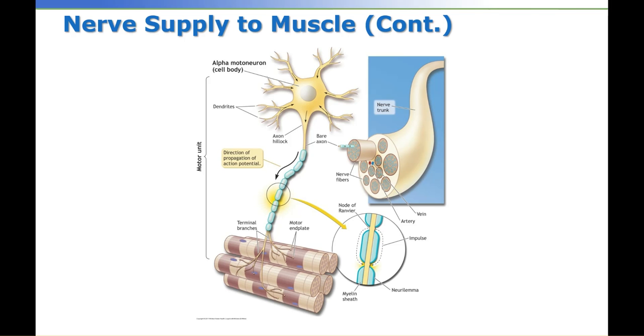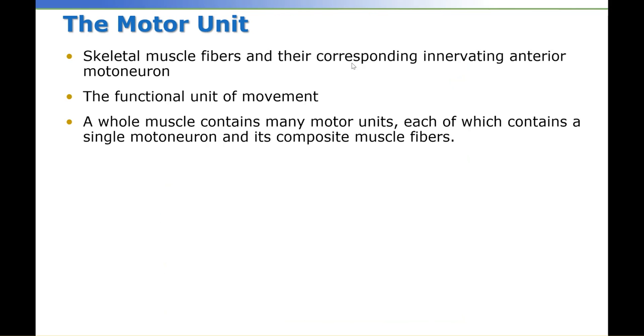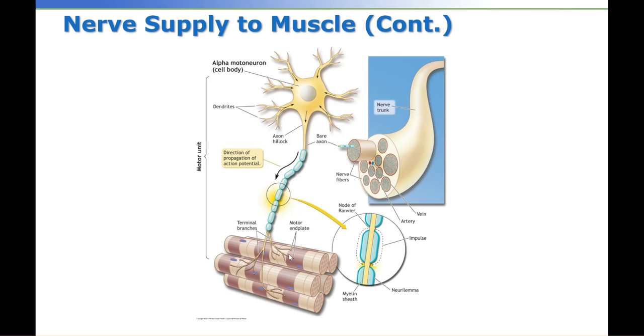It goes down, and the motor end plate has the acetylcholine, which causes stimulation of whatever muscle that is. It's a really quick way to talk about it. So at the end, down here, which is what this is showing, you have this motor end plate, okay, the terminal branches of the dendrites.